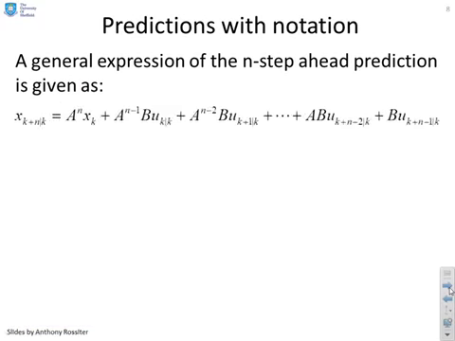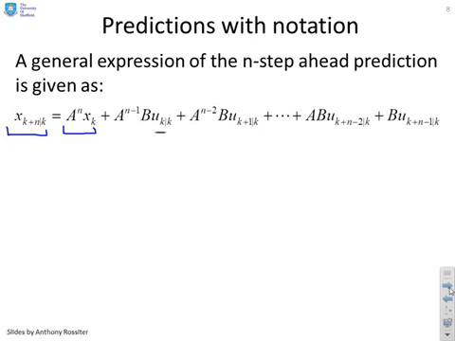If we use that notation now with the general prediction we had before, this is what you get. If I write x_{k+n|k}, so that's the n-step ahead prediction for x made at sample k, then that's given by A^n x_k. You'll notice there's no double subscript on the x_k because x_k is not a prediction, it's a measurement, it's a known value at sample k.